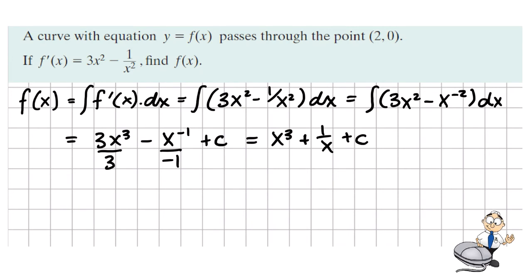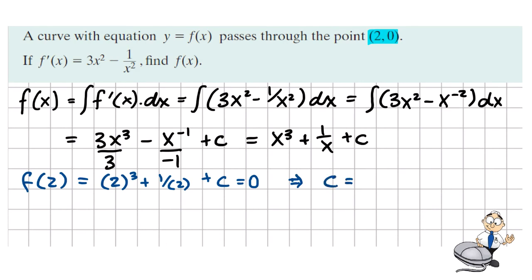Now we know that this function contains the point (2, 0). So if we input 2 for x, the output is going to be 0. So we'll do that, and by subbing this in, we'll evaluate what c is, and it'll give us our original function. So f of 2 is 2 cubed plus 1 over 2 plus c, and that equals 0. So that's 8.5 plus c is 0. 8.5 or 17 halves. So c is negative 17 halves.